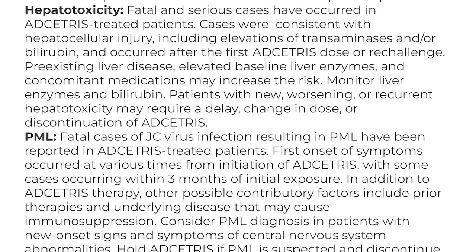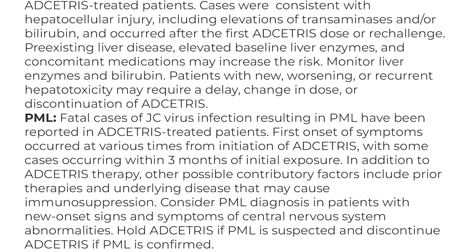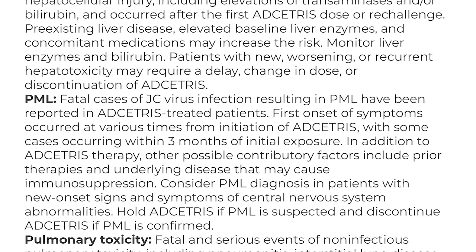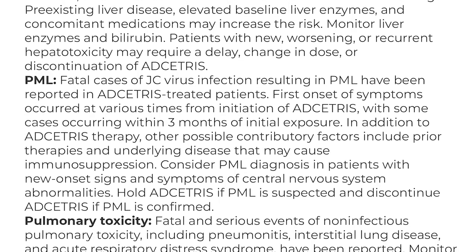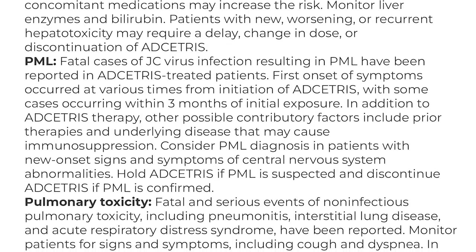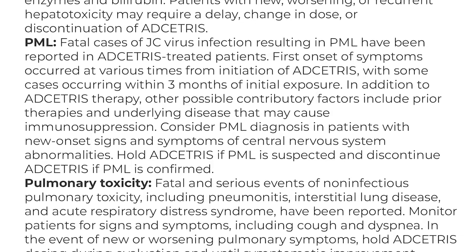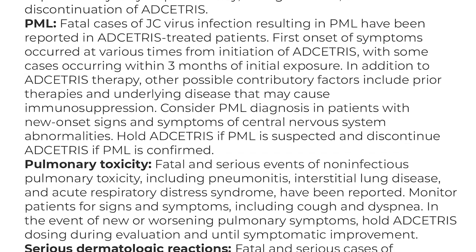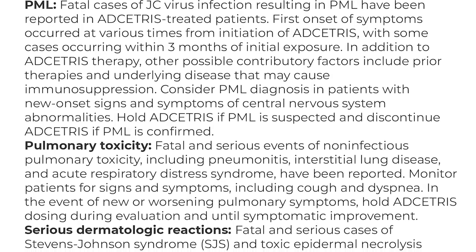PML. Fatal cases of JC virus infection resulting in PML have been reported in ADCETRIS-treated patients. First onset of symptoms occurred at various times from initiation of ADCETRIS, with some cases occurring within 3 months of initial exposure. In addition to ADCETRIS therapy, other possible contributory factors include prior therapies and underlying disease that may cause immunosuppression. Consider PML diagnosis in patients with new onset signs and symptoms of central nervous system abnormalities. Hold ADCETRIS if PML is suspected, and discontinue ADCETRIS if PML is confirmed.